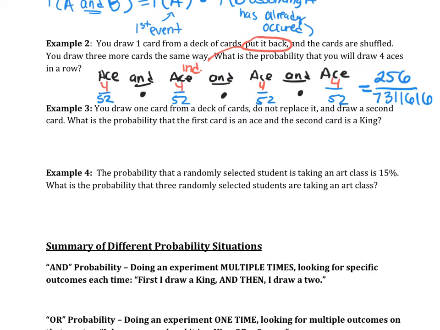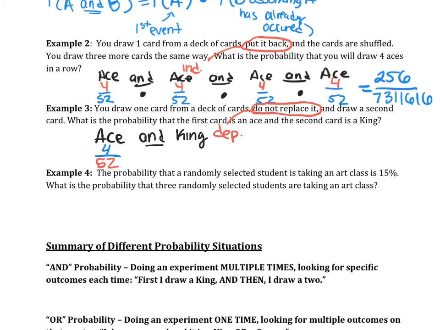Okay. Example 3. You draw one card from a deck of cards, do not replace it, so we're not putting it back. So is this going to be an independent or dependent event? Dependent. And then we draw a second card. What is the probability that the first card is an ace and the second card is a king? So probability of an ace and a king. So when we go to draw our ace, we have all 52 cards to choose from, and there's 4 aces in the deck, so we'd have 4 over 52.